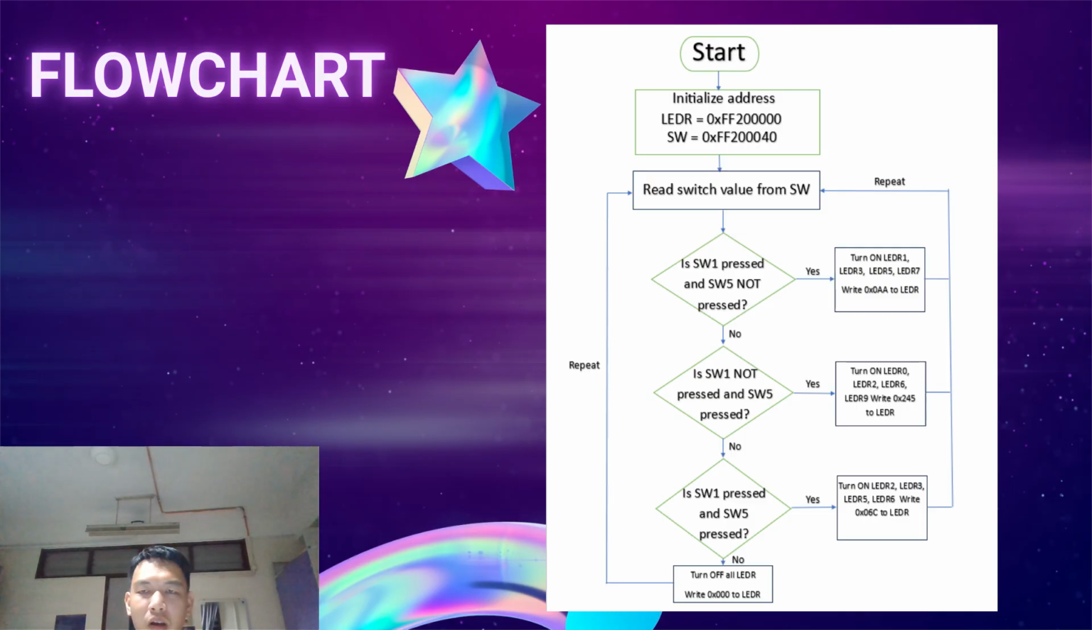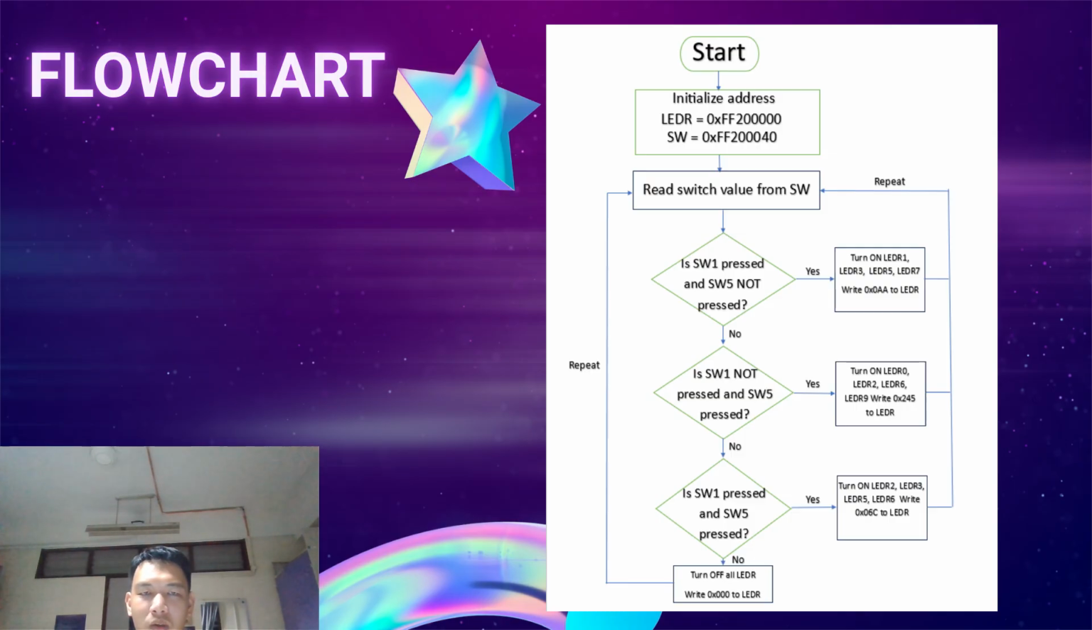The second decision checks whether switch 1 is not pressed and switch 5 is pressed. If this condition is true, the program turns on LEDR0, LEDR2, LEDR6, and LEDR9. The hexadecimal pattern for that is 0x245, written to the LEDR address. If the second condition is also false, the program checks the third condition.